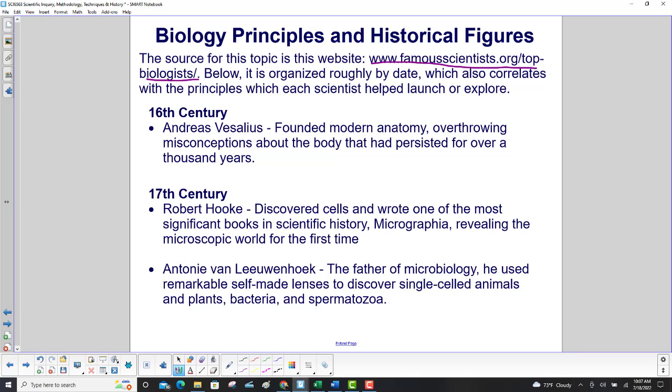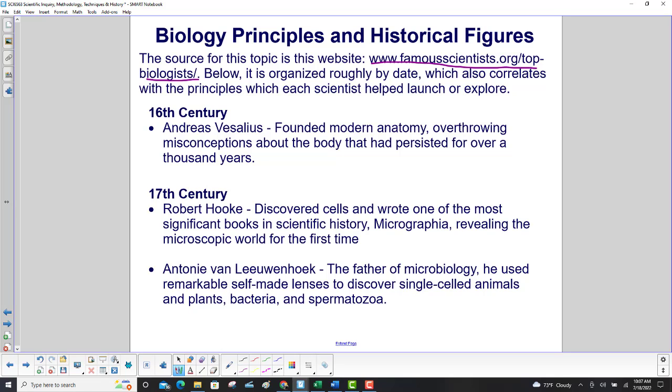16th century, Andreas Vesalius founded modern anatomy, overthrowing misconceptions about the body that had persisted for over 1,000 years. 17th century, Robert Hooke discovered cells and wrote one of the most significant books in scientific history, Micrographia, revealing the microscopic world for the first time.